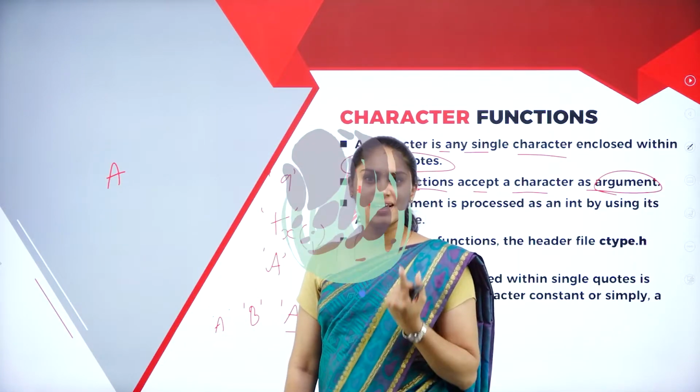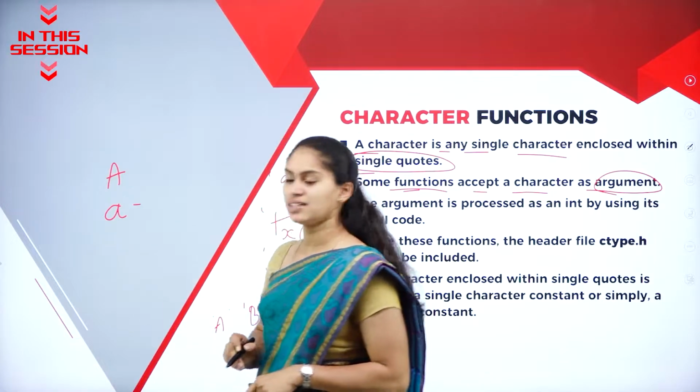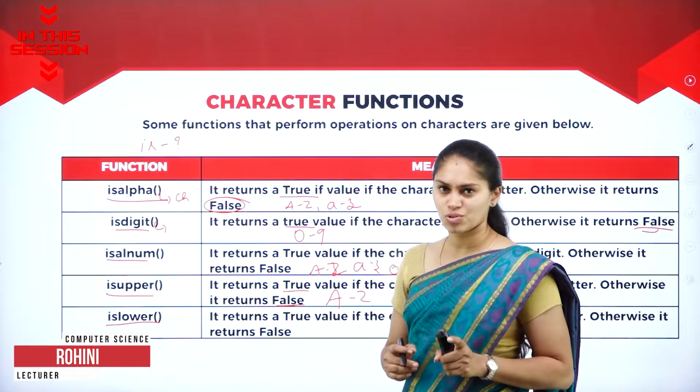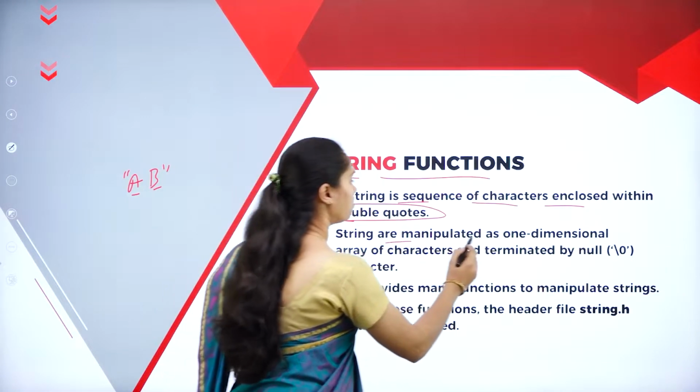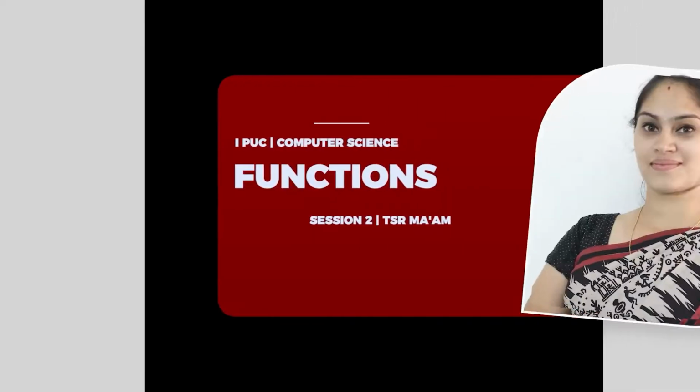Understand one thing, capital A is different for the computer and small letter a is different for the computer. If it is a lowercase letter, then it will return true, otherwise it will return false. So strings are manipulated as a one-dimensional array of characters.